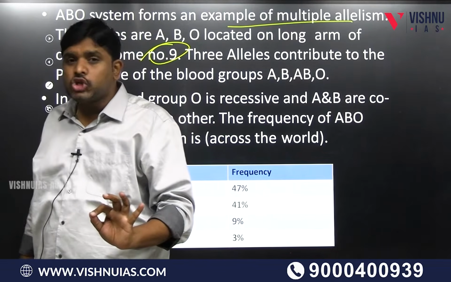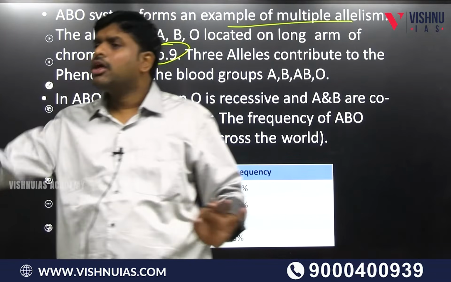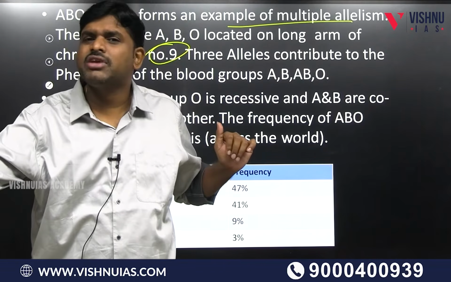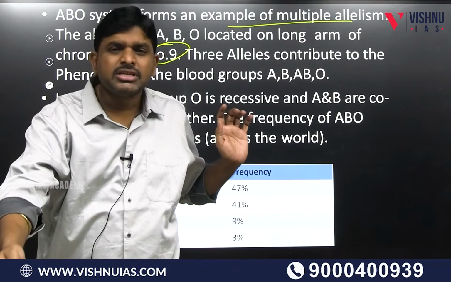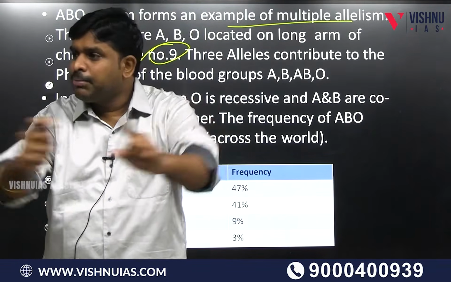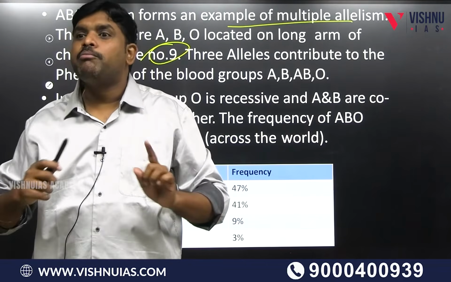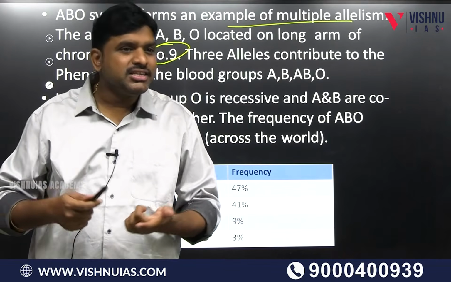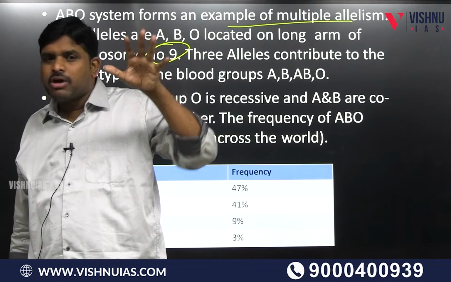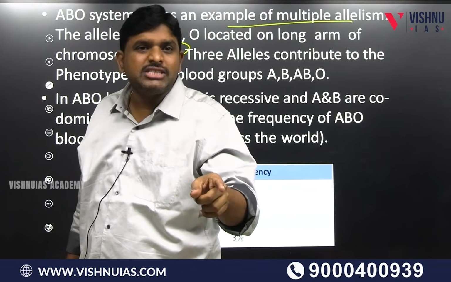The blood group system is also an example of genetic polymorphism, because one individual will have one blood group according to the gene, another person will have his own blood group according to the gene, and another person will have his own blood group according to the gene. Hence, there are multiple polymorphs. Hence, there is genetic polymorphism also. At the population level, it is called genetic polymorphism. At the individual level, it is called multiple allelism.